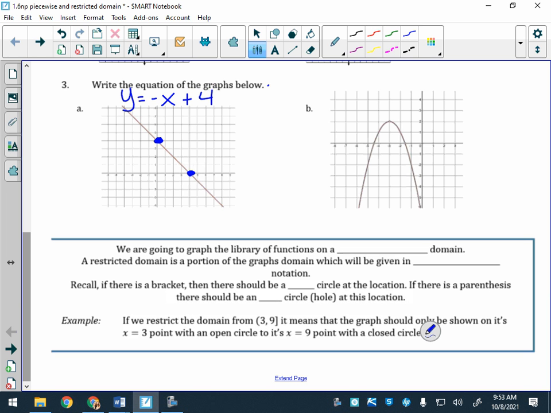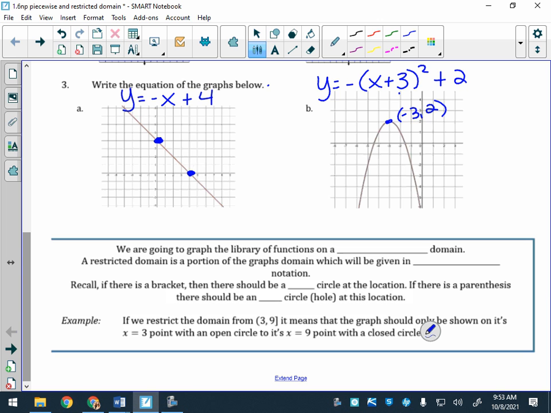For B, what's my equation? Noella? Excellent. Good. Okay. We know our vertex is negative 3, 2. We know it's reflected. Reflected means the negative. X plus 3 because it was a negative 3. Squared because it's a quadratic. And then plus 2. Excellent.